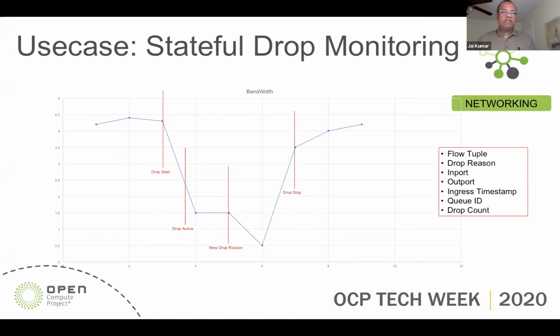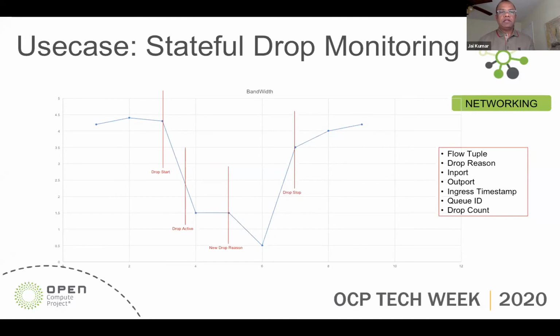We are saying, what if, take an example, there is a flow which is experiencing drop. What if, as in the SAI, with the help of the hardware, we are able to give an event which says that for a given flow, this is the drop reason which the hardware is seeing, and essentially generates an event which is a drop start.